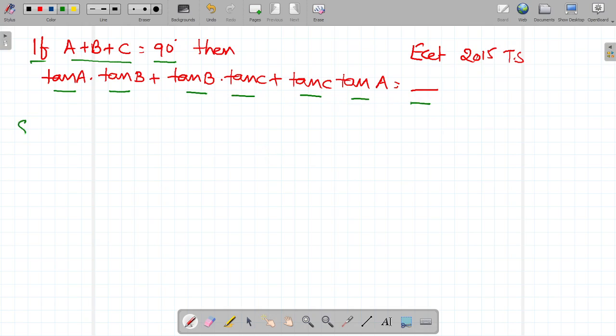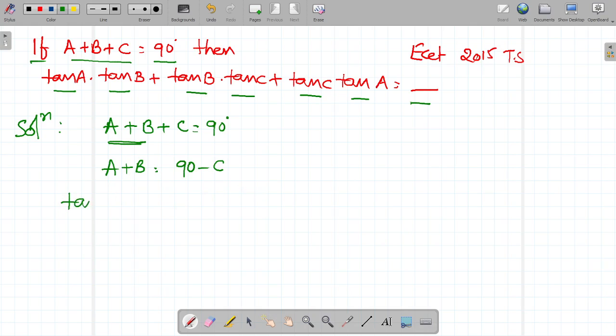Okay, let's go for this solution. First write what is given. A plus b plus c is equal to 90 degrees. Okay, so it can be rewritten as a plus b is equal to 90 minus c. Okay, apply tan on both sides. Tan of a plus b is equal to tan of 90 minus c.